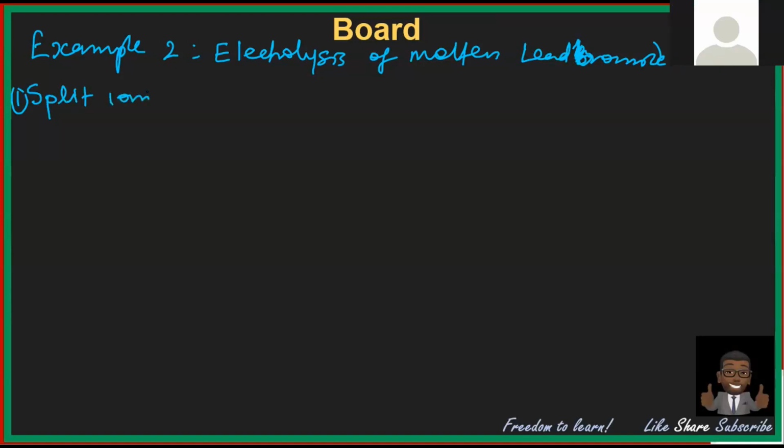Okay. So you first add the anode. Anode. Wait, so okay, so when you first put it, you first have lead and you have bromide ions. Okay.